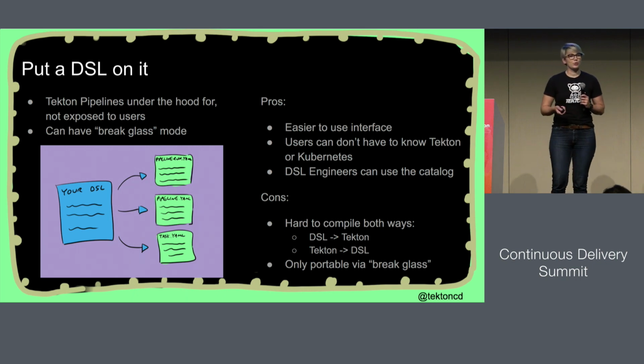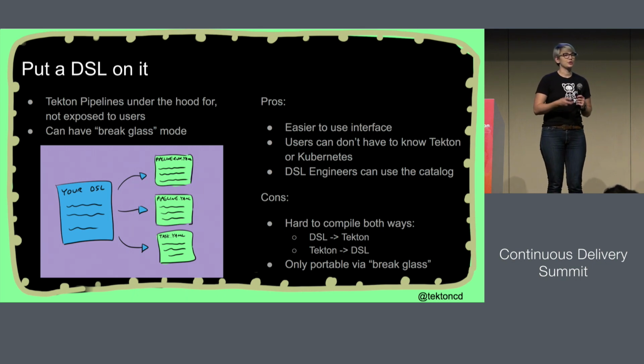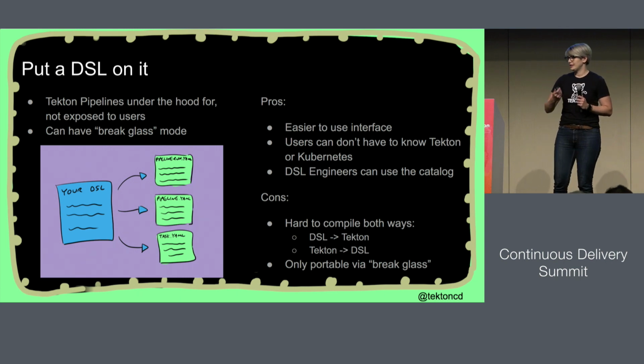The option that we're seeing most commonly right now is for you to create your own DSL, which can compile down into Tekton types. So this means that your users would be interacting with your DSL, but you could provide, if you wanted, a break glass mode so that if users need to go beyond what your DSL provides, they can actually go straight into the Tekton types.